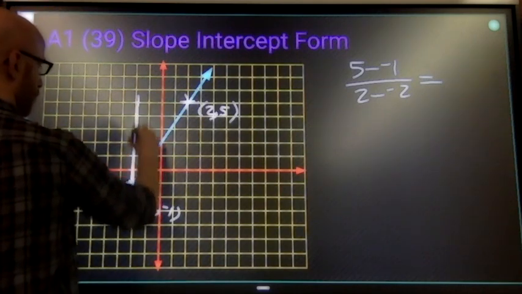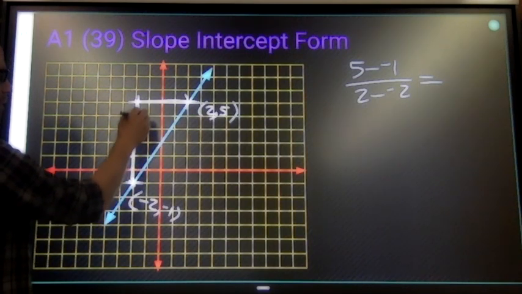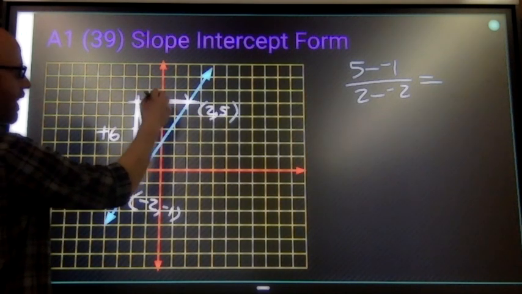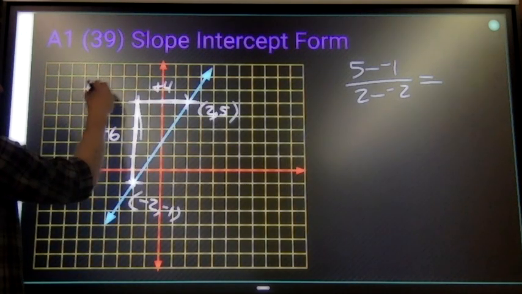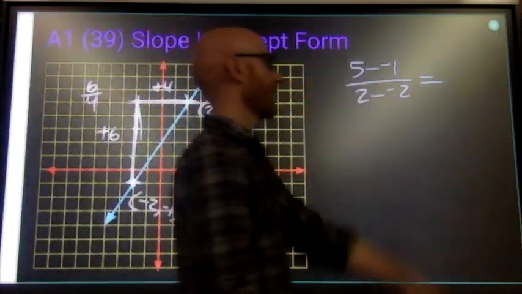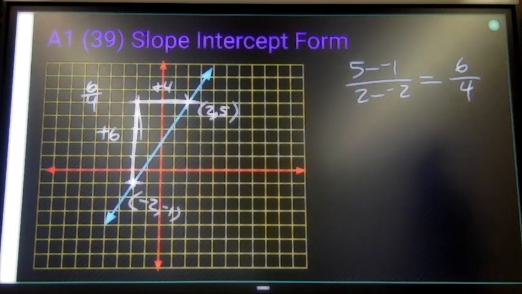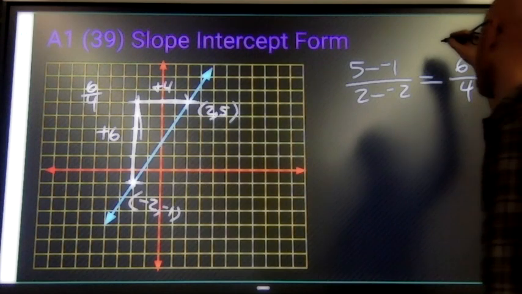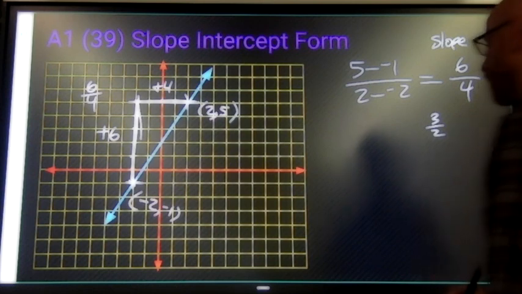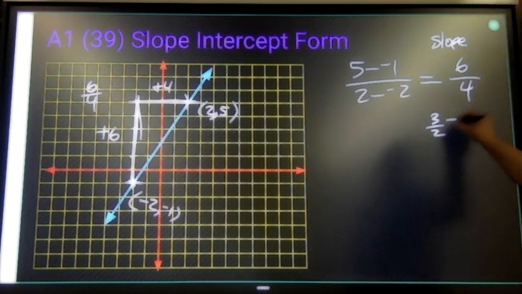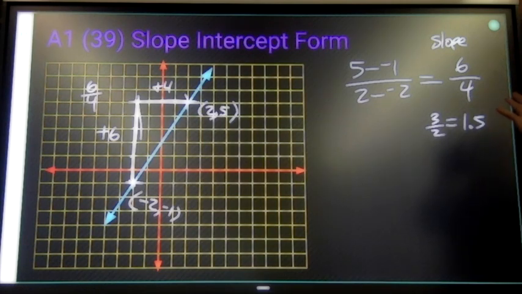Straight up and down, how far am I going? Straight left to right, how far am I going? So I'm going up 1, 2, 3, 4, 5, 6. I'm going left to right 1, 2, 3, 4. And then I would do 6 over 4. You're going to see that you're getting the same thing here. 5 minus -1 is 6. 2 minus -2 is 4. 6 over 4 is the slope. It would be best if we simplify that down to 3/2, or even turn it into a decimal, 1.5. So that's one piece that we need, our slope.